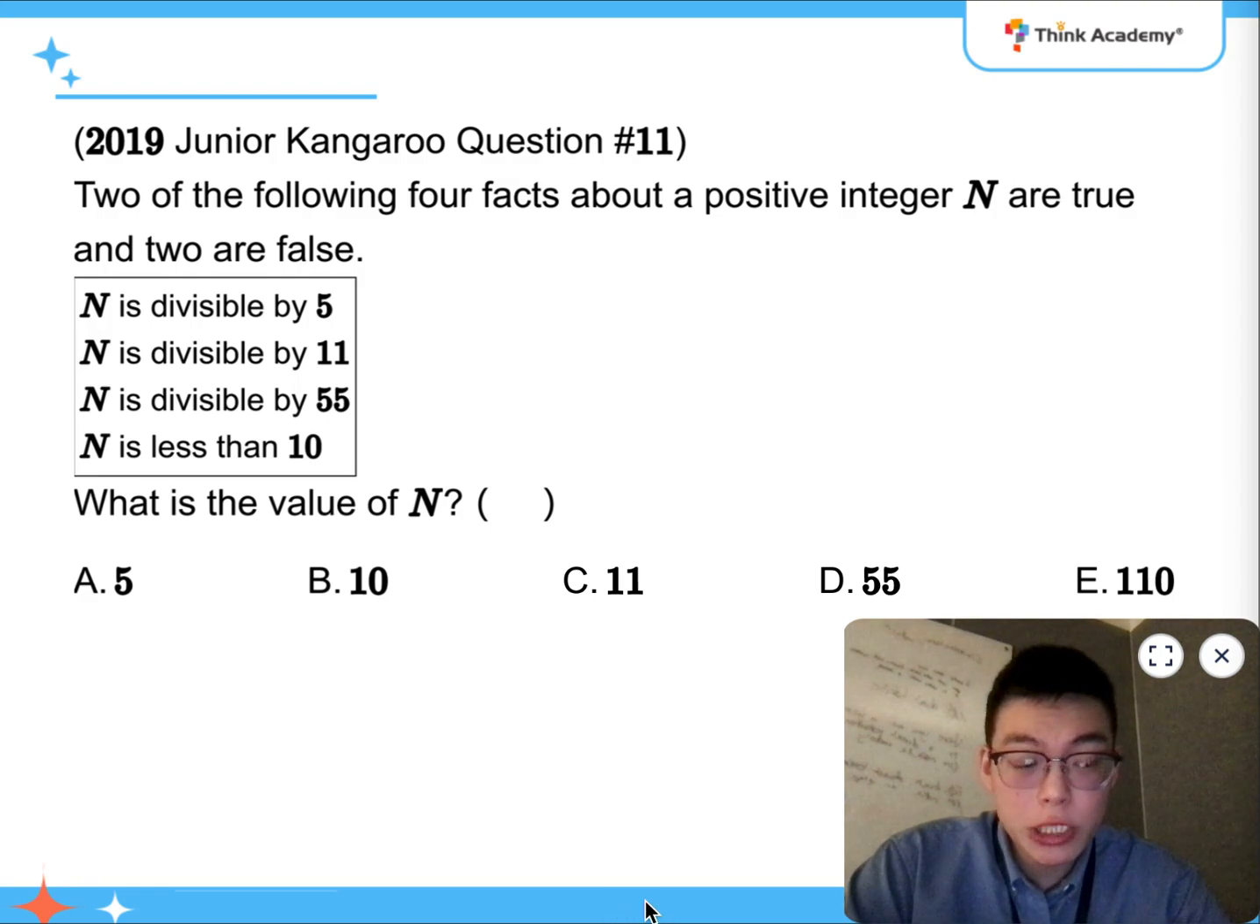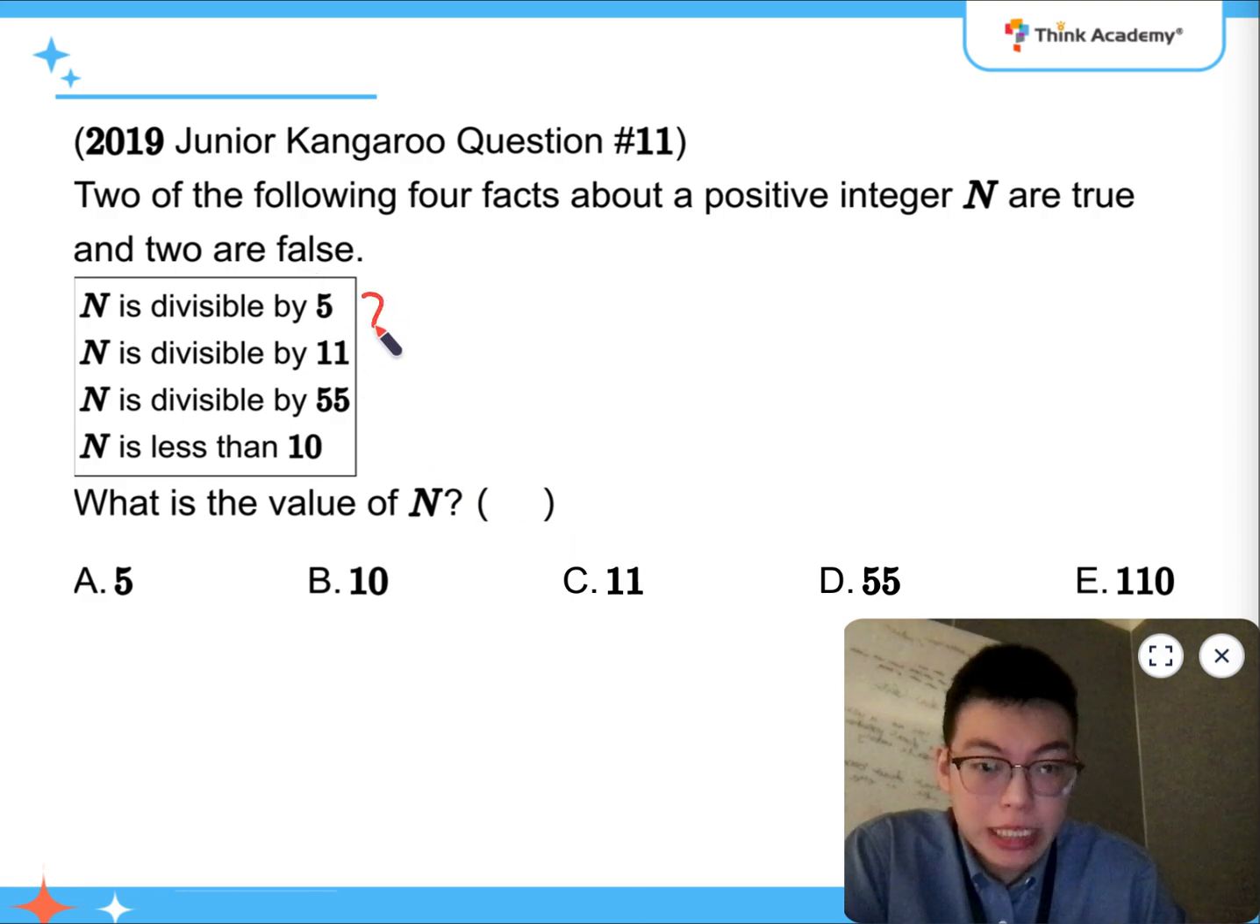Okay, so for question 11 to 15, let's take a look at 11. Two of the following four facts about a positive integer n are true and two are false. So first of all, we look at these statements and try to determine which of them is true or false.